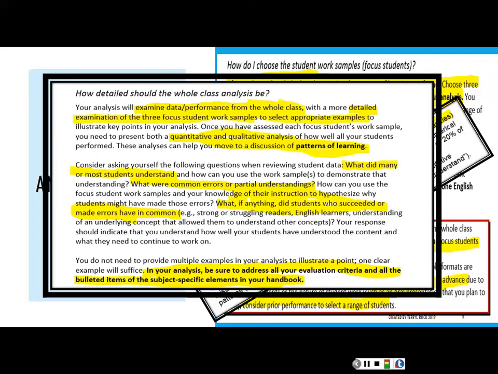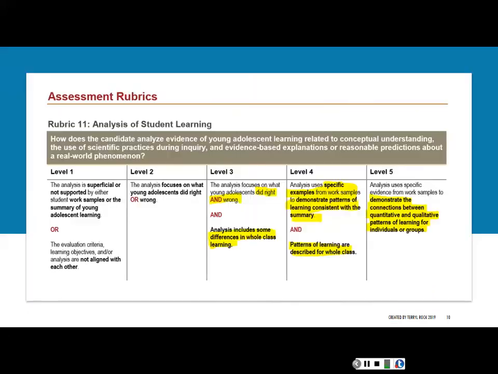So it could be that you can find some commonalities among the students who had these patterns. In your analysis, be sure to address all of your evaluation criteria, and there it is again, they don't mention it, but they should, subject-specific elements of your handbook, the subject-specific emphasis.